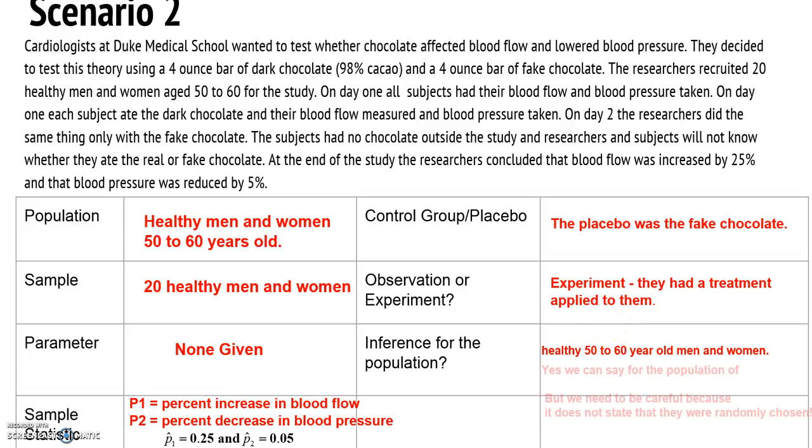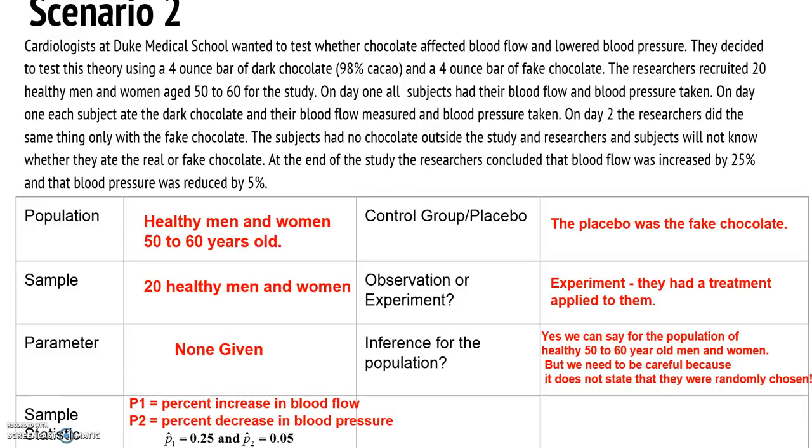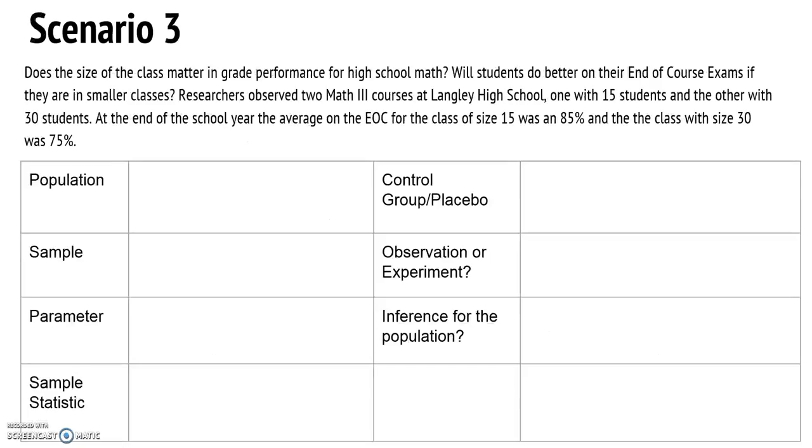What inference for the population can I make here? We can say for the population of healthy 50 to 60-year-old men and women, I can use this conclusion, but I need to be really careful because it doesn't say that they were randomly chosen. So since they weren't randomly chosen, I might need to redo this experiment with 20 randomly chosen men and women to make sure that I can make inference for the population.